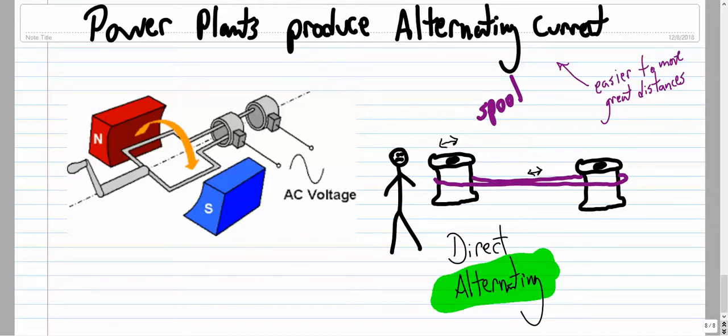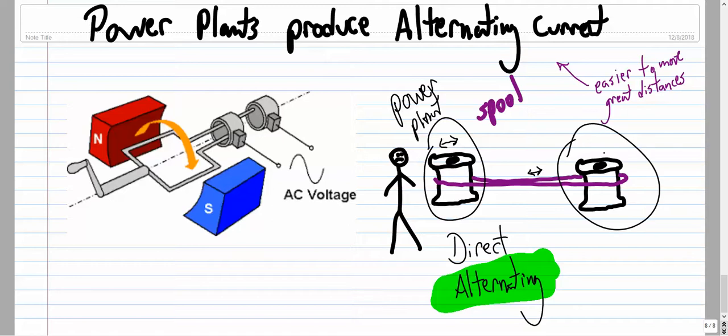So in this analogy, this spool is kind of like the power plant. That's where we put our energy in. And this spool is kind of like me at my house. I'm using the electricity. So alternating current, very good at going great distances, and that's why we use it.